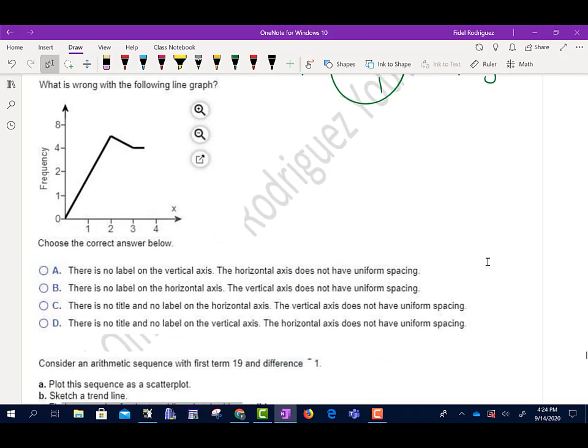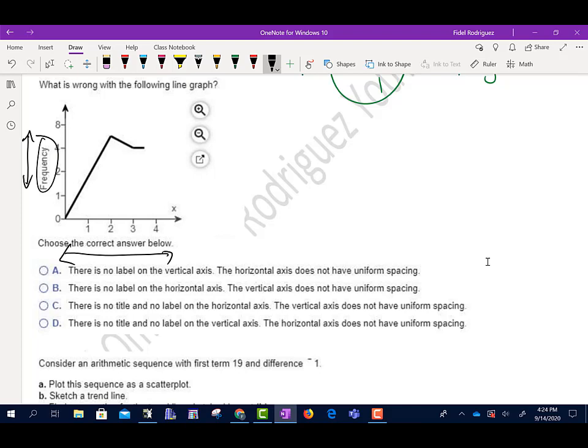Okay, so now let's take a look at this next problem here. It says, what is wrong with the line graph? Okay, so first thing I want you to notice is, remember, this is my horizontal axis, and this here is my vertical axis, okay? So part A says there's no label on the vertical axis. Well, there is actually, right? The frequency is here. So I know it can't be part A.